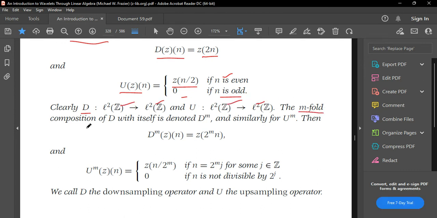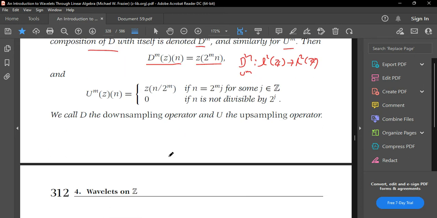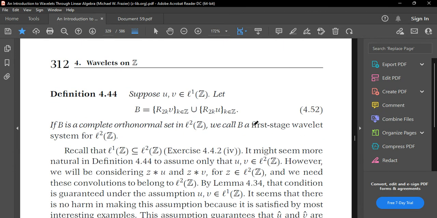The m-fold composition of D, that is D raised to m, or similarly U raised to m: D raised to m of z of n can be written as z of 2 raised to m n. D raised to m is also from L2 of Z to L2 of Z. Similarly, U raised to m is also from L2 of Z to L2 of Z, because we are taking it infinitely many times. Now U raised to m of z of n is equal to z of n by 2 raised to m, if n is of the form 2 raised to m j, for j belongs to Z, and it is 0 otherwise. This downsampling operator and upsampling operator, all these facts you know.